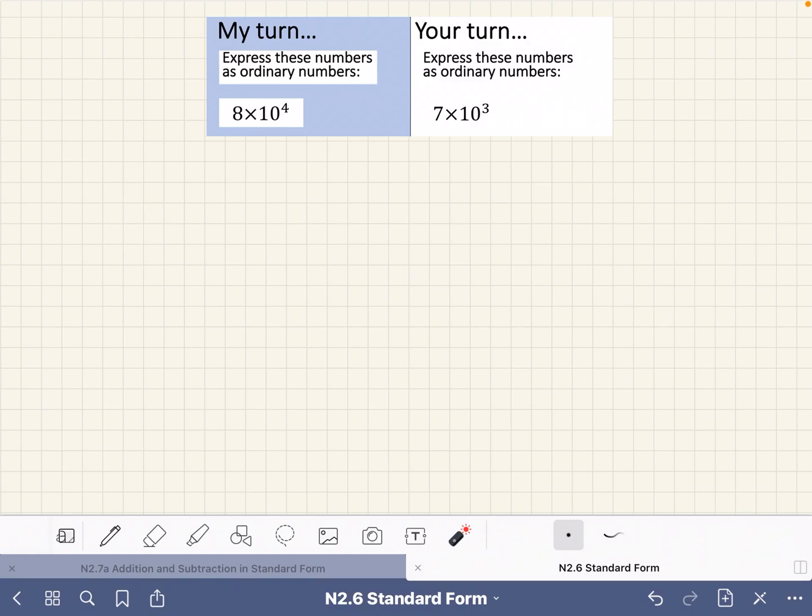In this video, we are looking to express standard form numbers as ordinary numbers. We are working backwards from our previous video. Please look back to remind yourself if you're at all unsure.